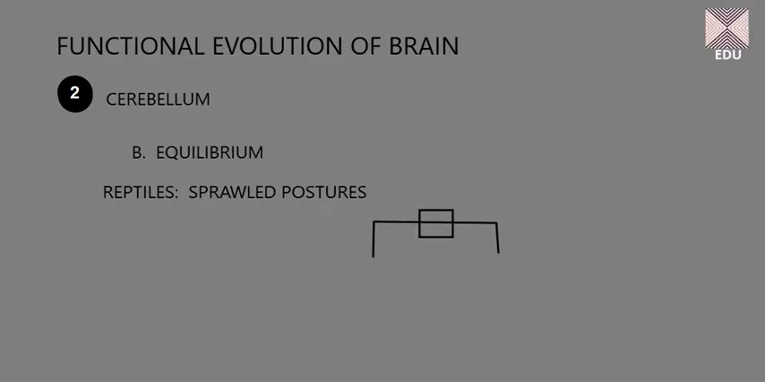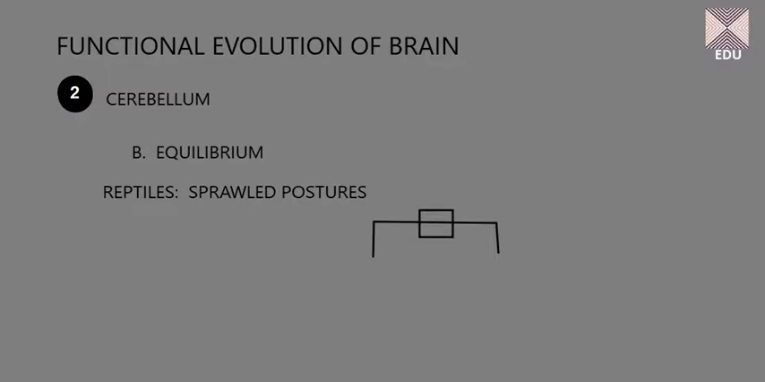So the animals with sprawled postures should have a good equilibrium process for maintaining the postures or for the maintenance of the gaits. Now the reptiles can have a trigonal relationship of the gait, or a diagonal relationship in the gait, and these gaits or postures are under the control of the cerebellum in the case of the reptiles.